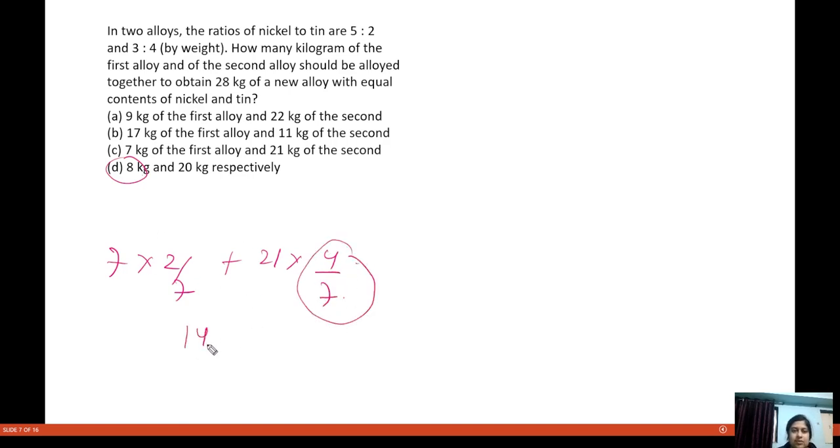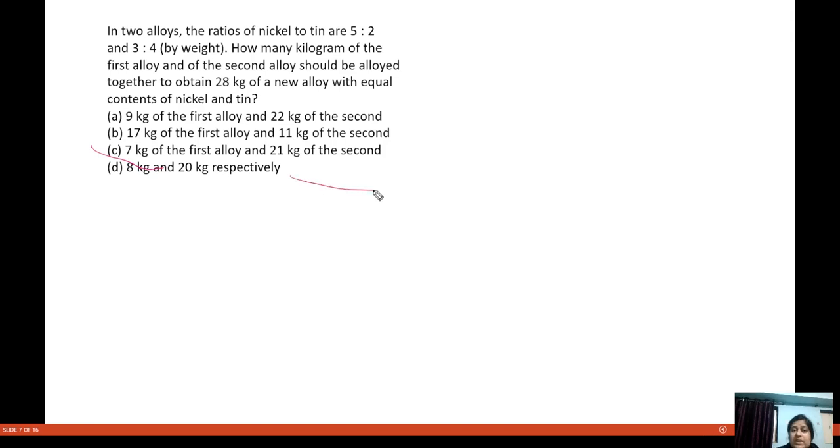Now you can add this: 14 plus 84 divided by 7. This is again 98 by 7, and you know 98 by 7 is 14. So what you understood here is that some questions can be solved with the help of the options also. So this is the option checking strategy.